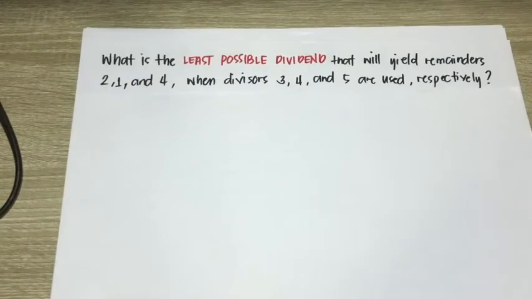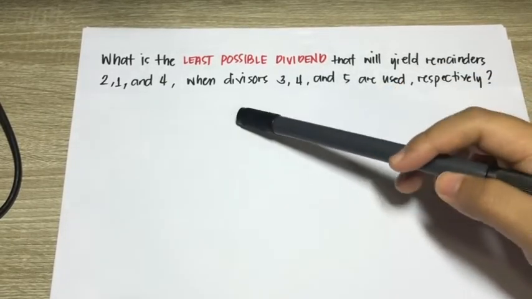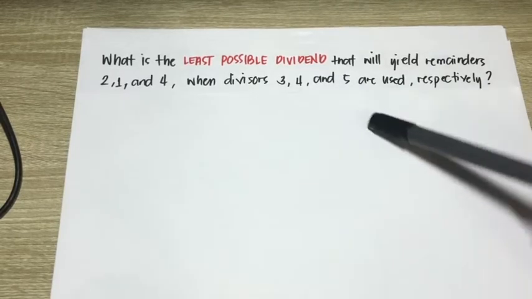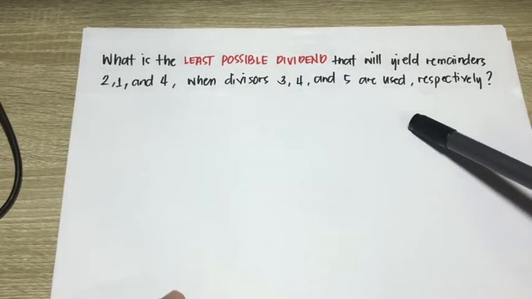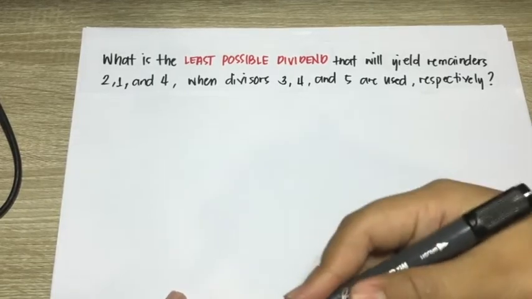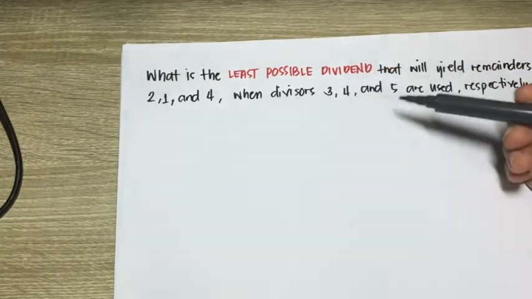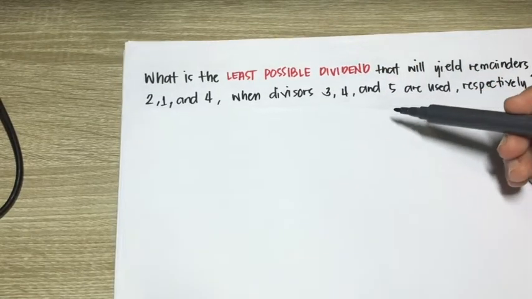So let's try to answer this problem. What is the least possible dividend that will yield remainders 2, 1, 4 when divisors 3, 4, and 5 are used respectively? Again, we're asked to determine the least possible dividend that will yield the following remainders 2, 1, and 4 when you use the divisors 3, 4, and 5.